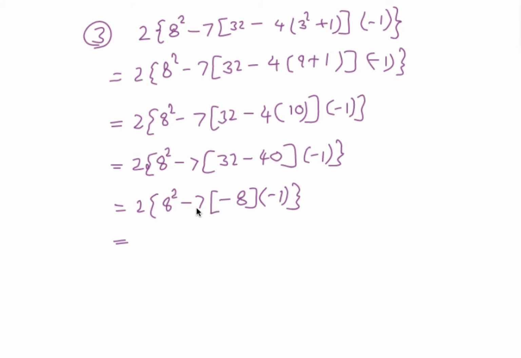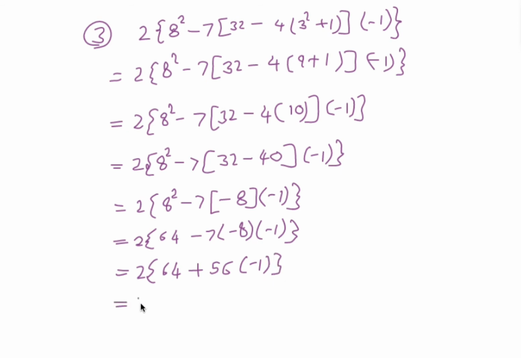So here exponent, subtraction and multiplication, so we do exponent first. 8 square, which is 64, and now multiplication. So here multiply 2 times, do left to right. Minus 7 multiply minus 8, positive 56.